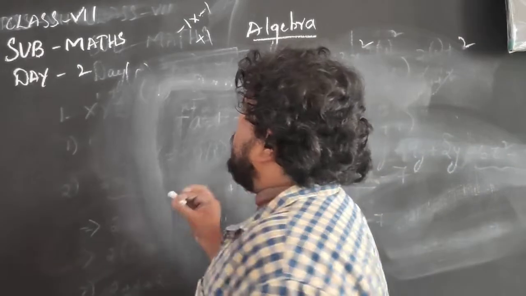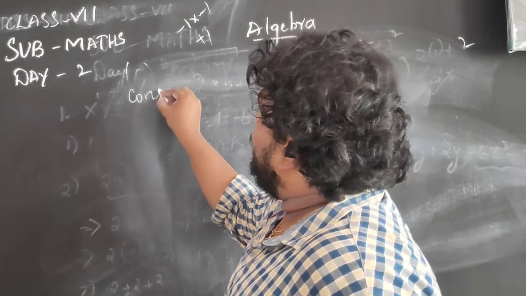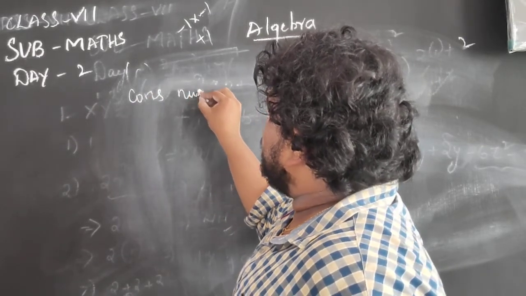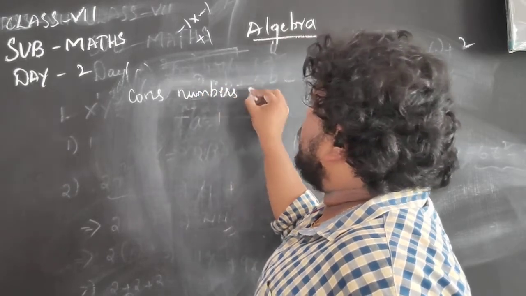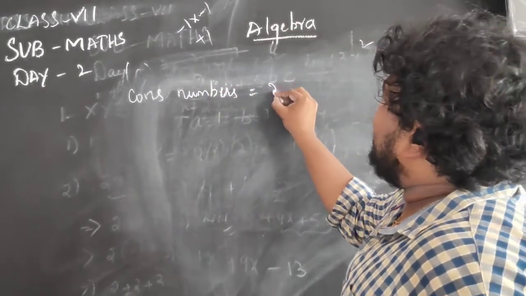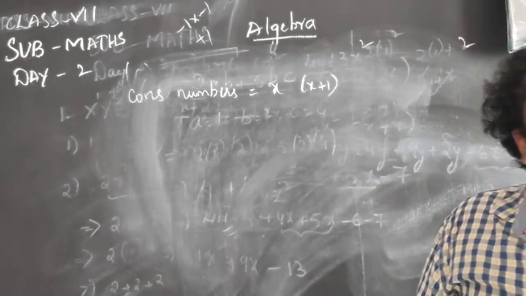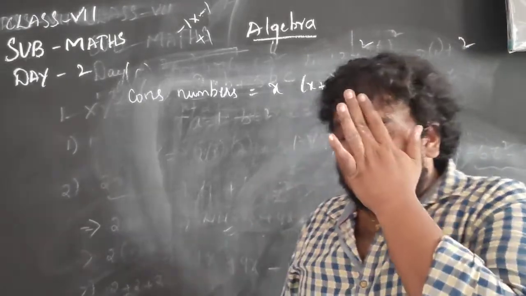Okay, so what are consecutive numbers here? Let's first see what consecutive numbers are. The first consecutive numbers are x and x plus 1.